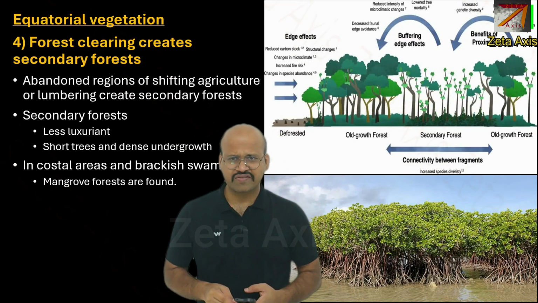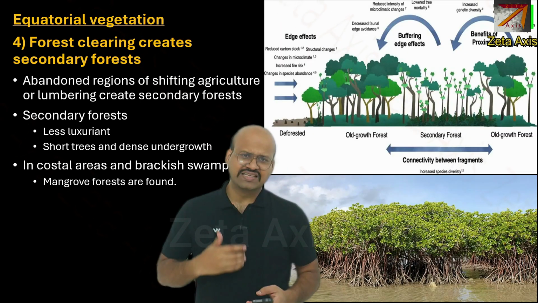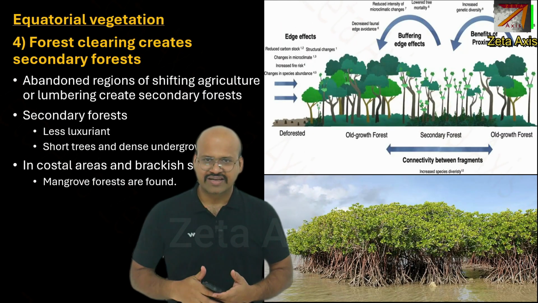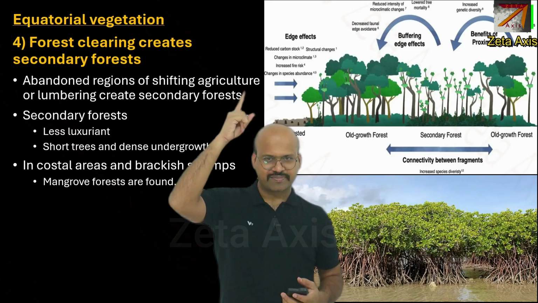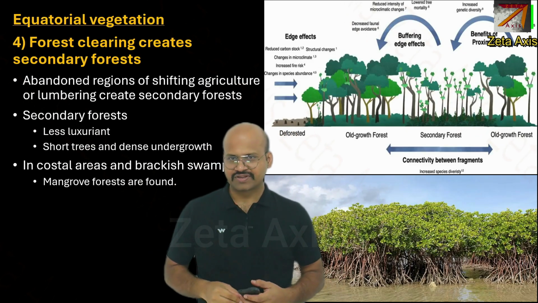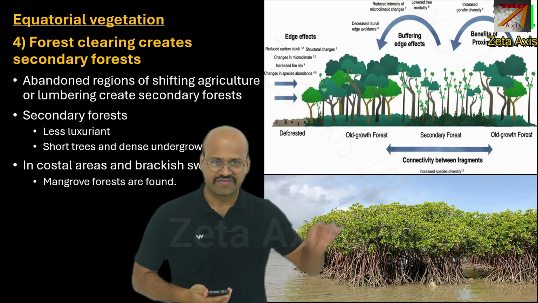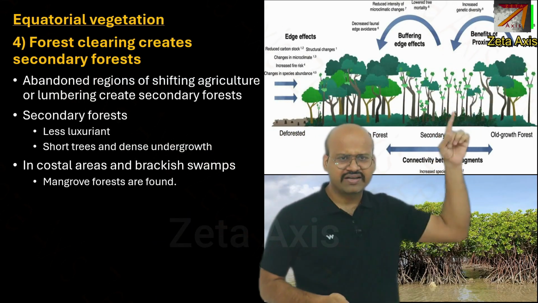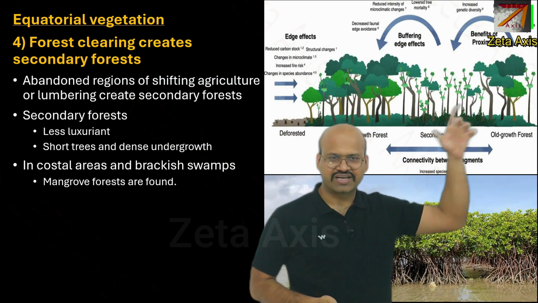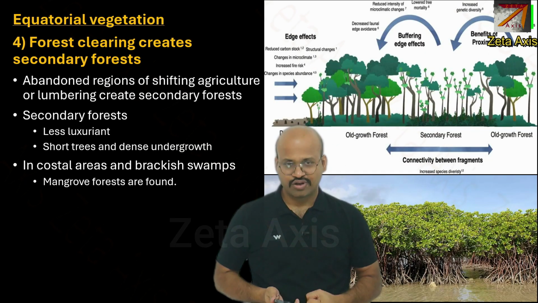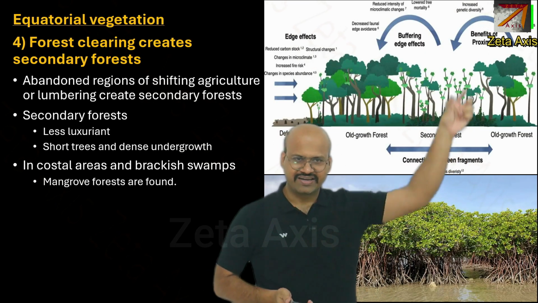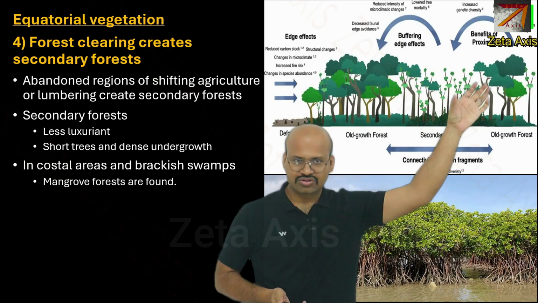Now in equatorial vegetation, we also see that there are secondary forests. What happens is that because of shifting agriculture practiced by the nomadic tribes as well as lumbering, it creates empty space between the forest. Here we can see these are the forests, and by cutting the trees in this region, an empty space was created. So over time, secondary trees will grow in this region. So this is also seen.